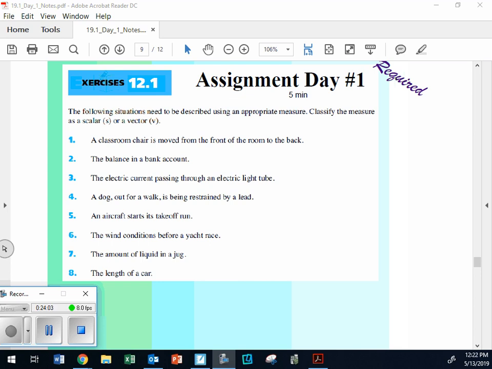Number 5, an aircraft starts its takeoff run. Is it just a snapshot, like a picture of the aircraft? Then that wouldn't be a magnitude and direction, so it wouldn't be. But if it's actually moving, it starts its takeoff run, it's moving down the runway, then yeah.